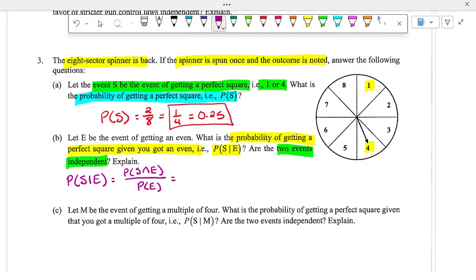So what's the probability of getting both a perfect square and an even number on that spinner? So how many outcomes are both a perfect square and even? 1. It's the 4. So 4 is the perfect square and it's also even. So what's the probability of getting that 4? 1 out of 8. So that's what we're going to put on top. Over the probability of getting an even number on that spinner. How many outcomes are even on that spinner? 4. So 4 out of 8.